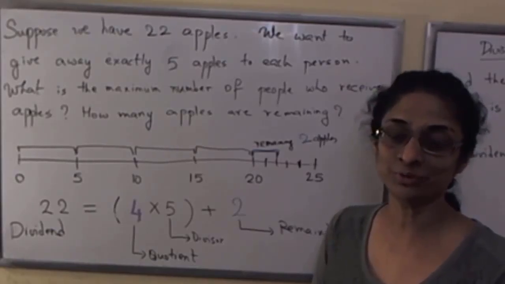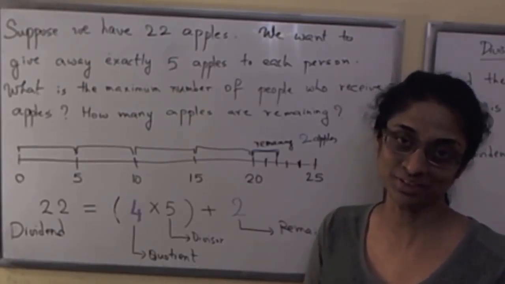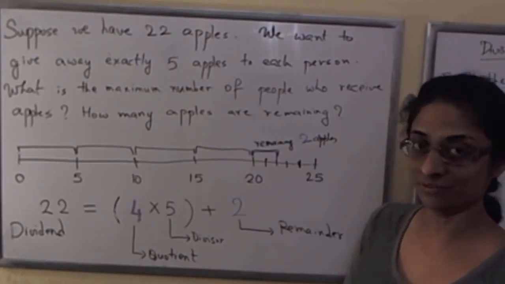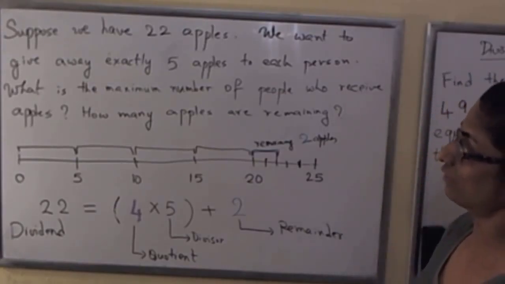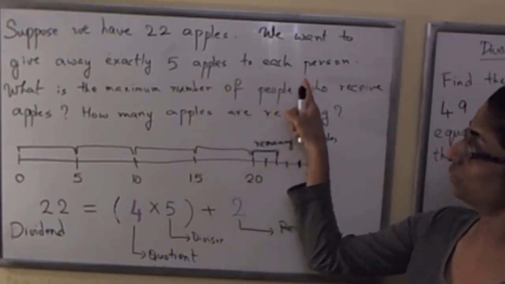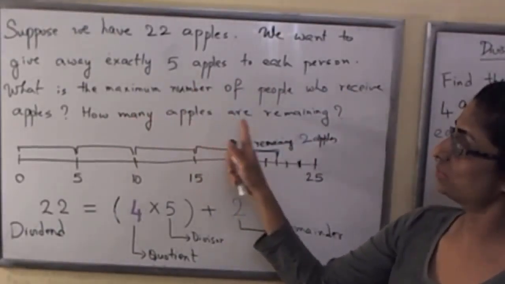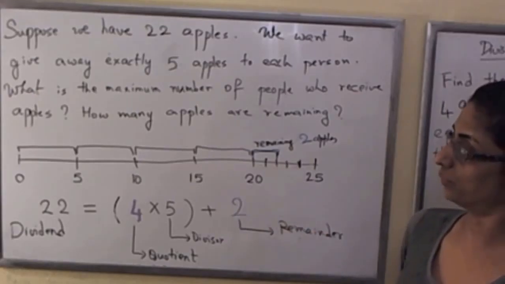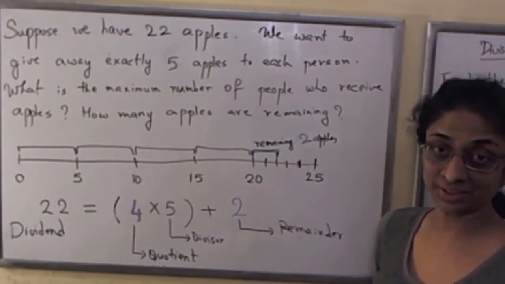Hi, in this video we will discuss division with remainder. Let's look at the problem I have written on the board. Suppose we have 22 apples. We want to give away exactly 5 apples to each person. What's the maximum number of people who receive apples and how many apples are remaining?